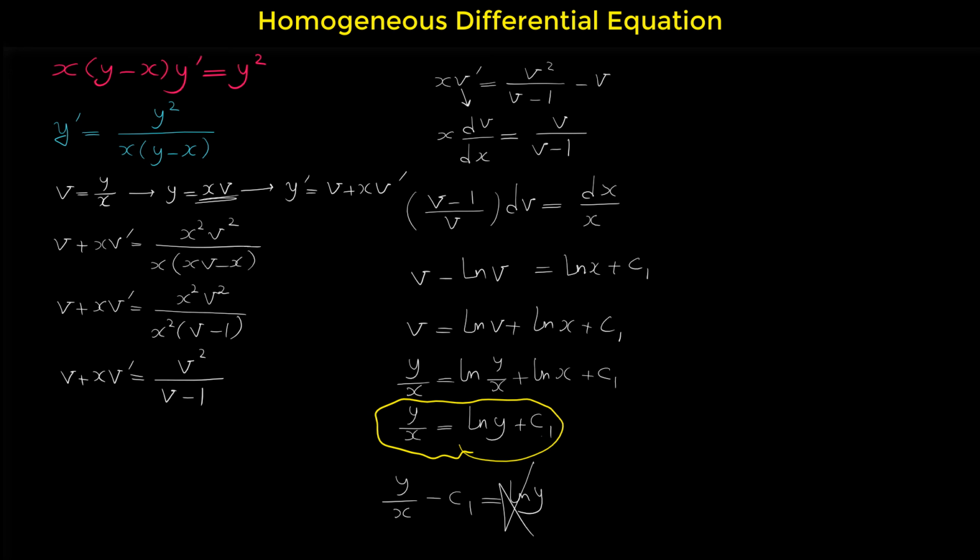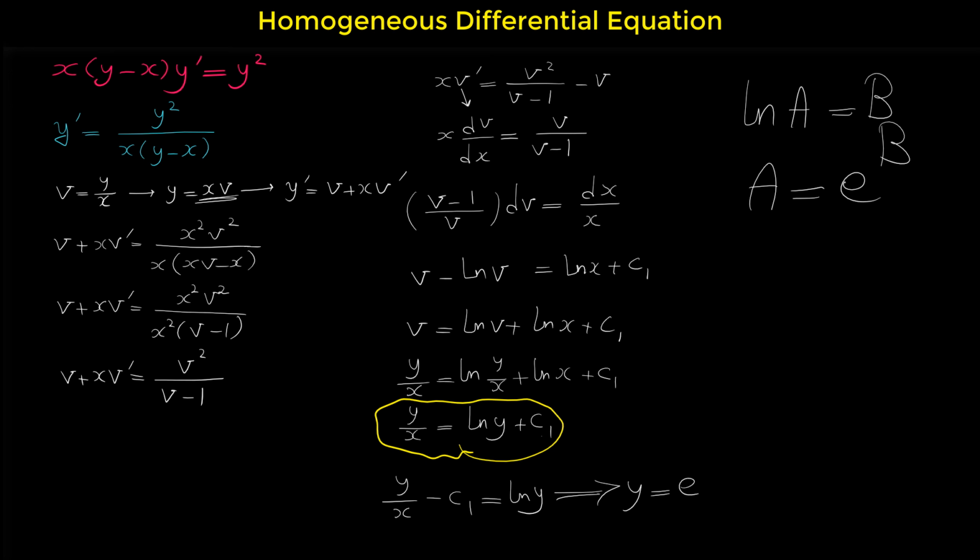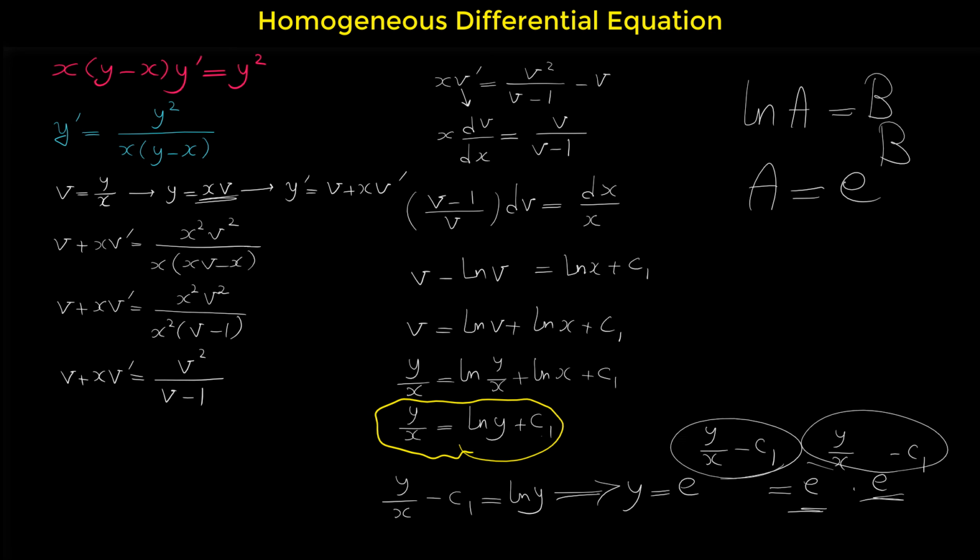Now, to get rid of this ln here, we can use this rule. If ln of a equals something, note that here this is a and this is that something, b. If we have ln of a equals b, a equals e to the b. We know this rule. So to get rid of this ln here, we can say y equals e to the y over x minus c1. But we can write this as e to the y over x times e to the negative c1. The bases are the same. If you add the exponents, you get the same thing.